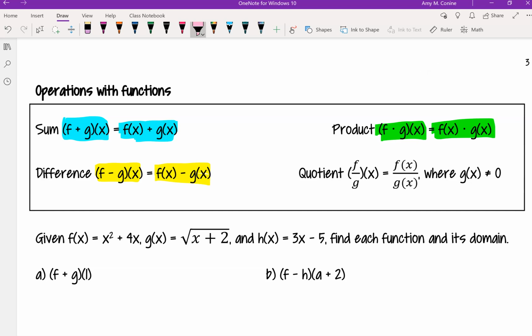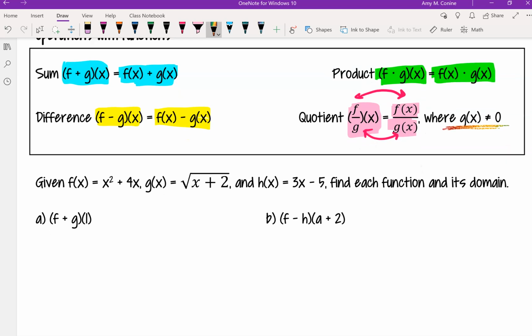And then if you have a quotient, f over g of x, you can then just separate. Whatever's on top here is going to be on top when you separate, and whatever's on the bottom here will be in the denominator on that other part. So now the biggest piece to remember is that whatever's in the bottom cannot equal 0. Okay? You can't have a 0 in the bottom, so the bottom can't equal 0.